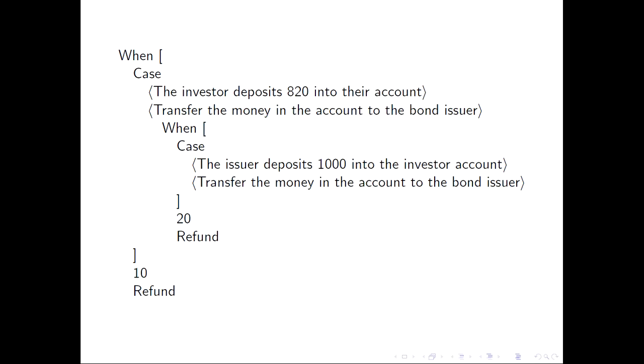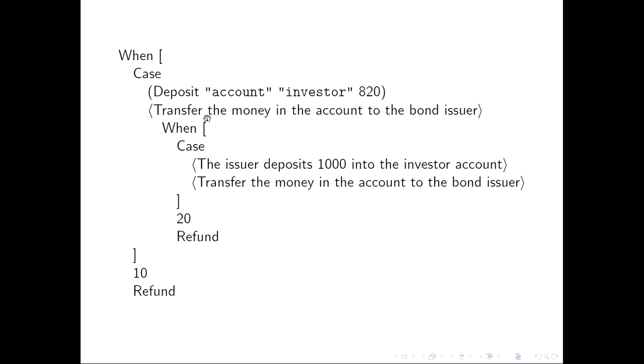Okay? So that's the overall shape of the contract. Notice that here at time 10, this is when he must commit. If he doesn't commit at time 10, then there's going to be a refund. First of all, the investor has to deposit £820 or 820 into that account. And that's, of course, what that looks like in Marlowe.